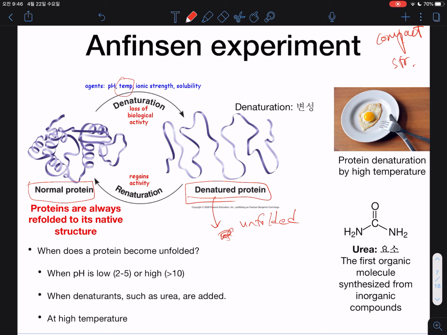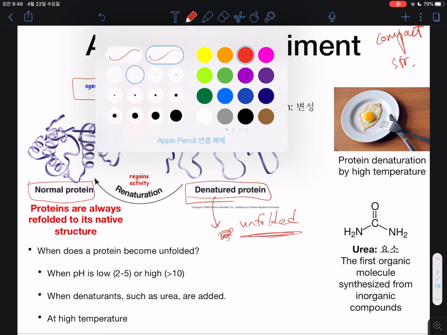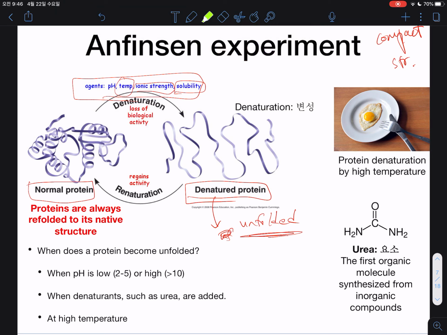For example, if there is a normal protein and you increase or decrease pH, increase temperature, or increase ionic strength, they become denatured. Denatured means, as I said, they become unfolded. But once these external conditions go back to normal, they are folded again. They are always refolded to their native structure, their original structure. That's what Anfinsen found out in 1972.